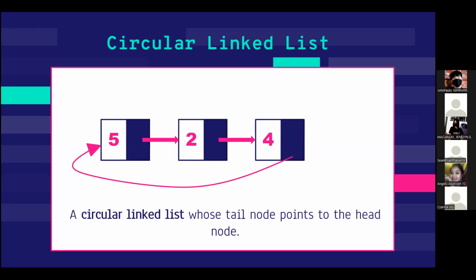Circular linked list. As nakita nyo po sa diagram, a circular linked list whose tail node points to the head node. So, yung head node po dyan is yung 5, and yung tail naman po is yung 4. So, ito po yung linked list where all the nodes are connected to form a circle.